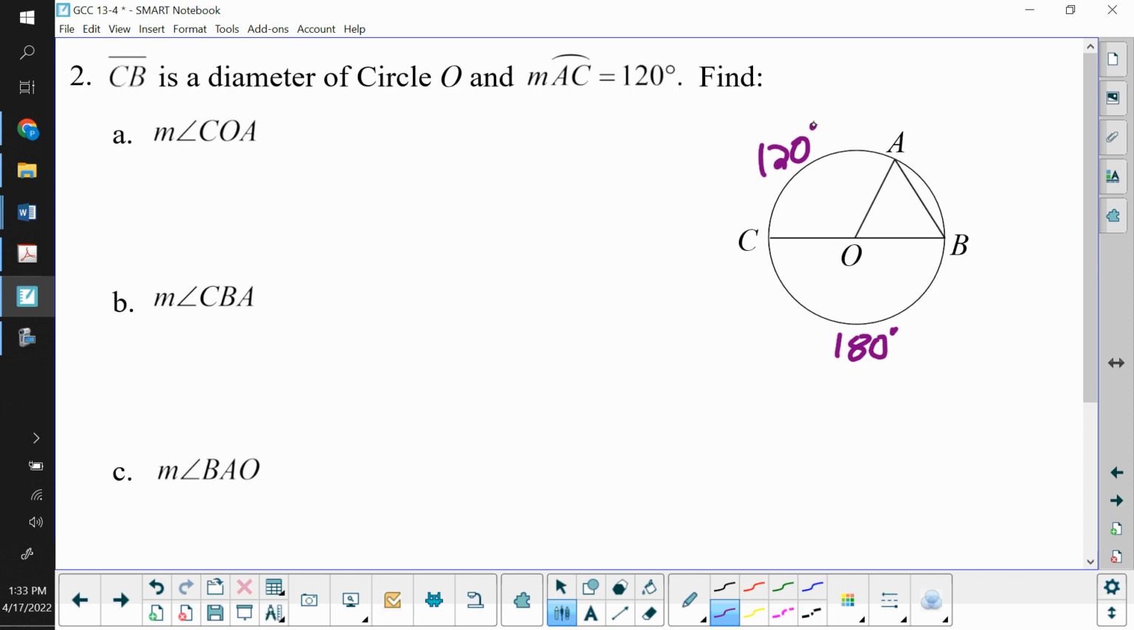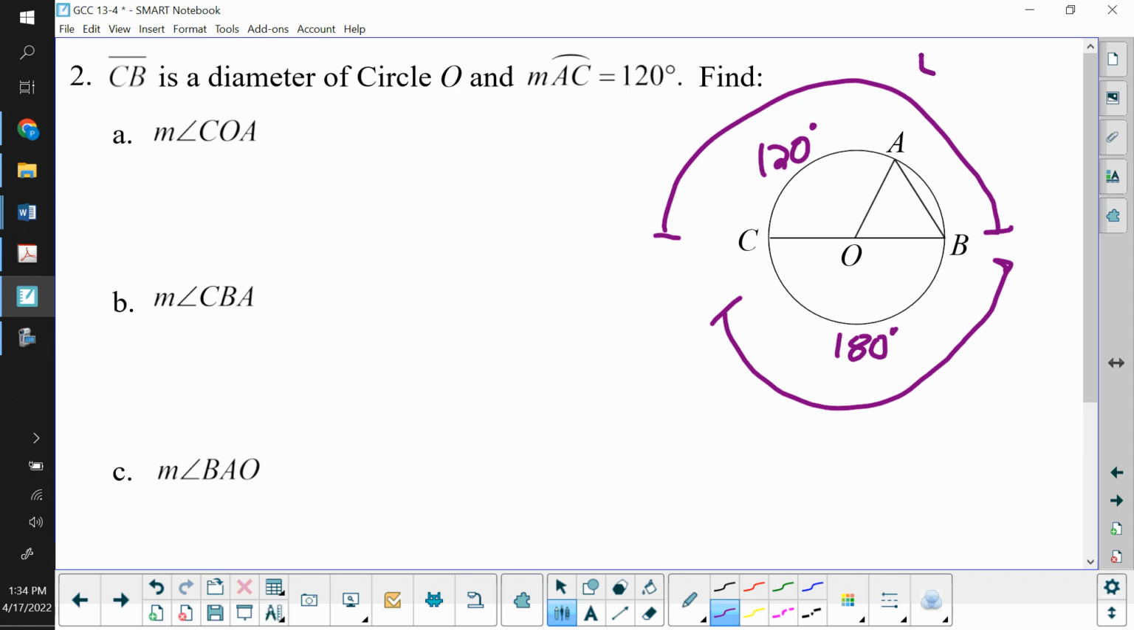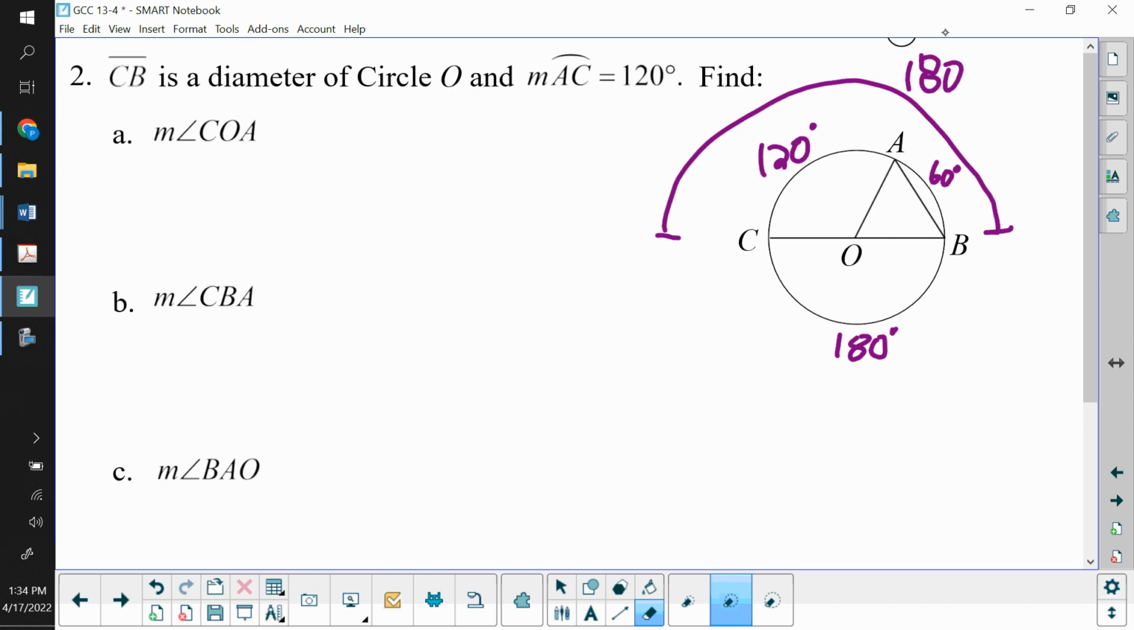In most of the problems we do, if you can find all the arcs, you could answer any question they could throw at you. Well, we're only missing arc AB. Down here was 180, so the top half should also be 180. Well, if that part's 120, that means that AB's remaining part should be 60. So now let's see if we can answer the questions.